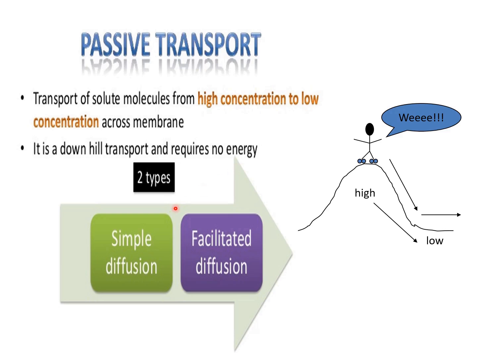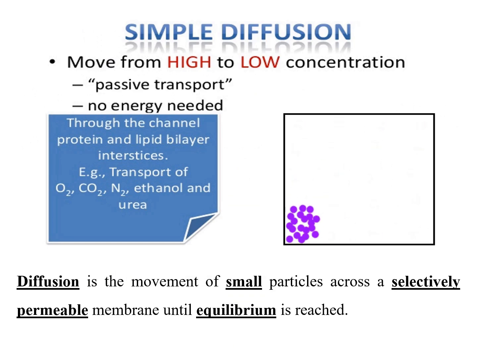It is classified as simple diffusion and facilitated diffusion. For simple diffusion, I have shown a diagram here: it moves from high concentration to low concentration in order to maintain homeostasis. So passive transport requires no energy, through the channel protein and lipid bilayer. Examples: transport of oxygen, all gases, carbon dioxide, nitrogen, ethanol, and urea. Diffusion is nothing but a movement of small particles across a selectively permeable membrane until equilibrium is reached.